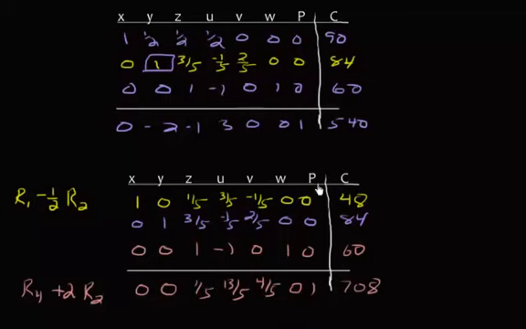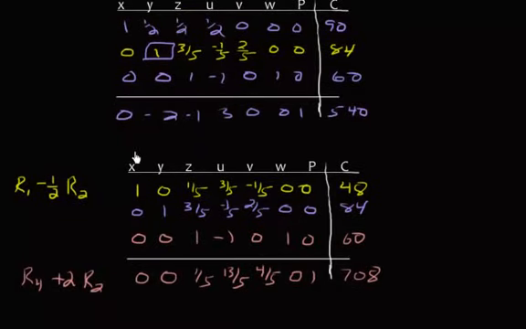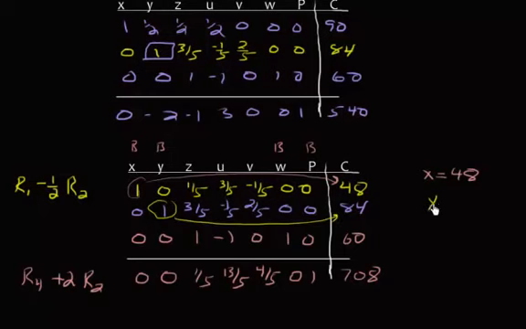Now we just got to read off our answer. So remember, we have our basic and non-basic columns. All right, I'm going to put a B for basic, basic, and then basic. And actually, technically, this is basic as well. Okay, so we have x, there's my x, is going to equal 48. We have y, which is right here, and that's going to equal 84.